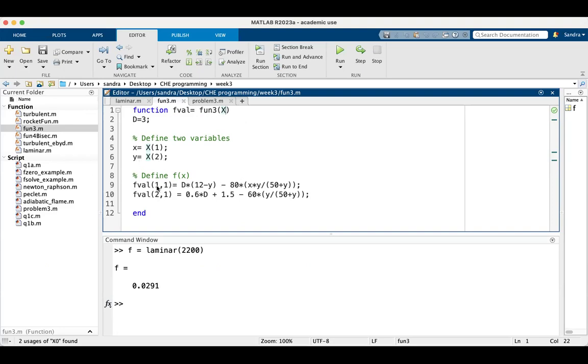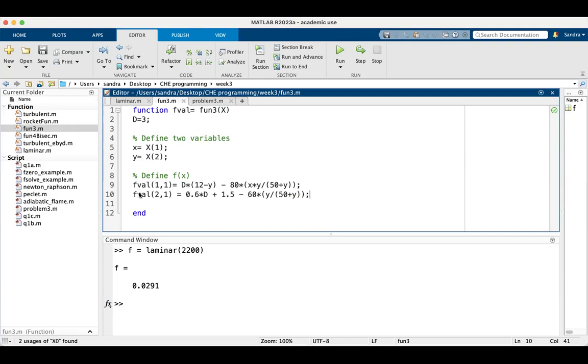And then you write the equation. Basically, equations also form a column vector. It has a single column and two rows. The first equation will be d 12 minus y minus 80 xy divided by 50 plus y. And in the second row, you will enter the second equation, that is 60d 1.5 minus 60y divided by 50 plus y. Basically, the equations that are given to you.